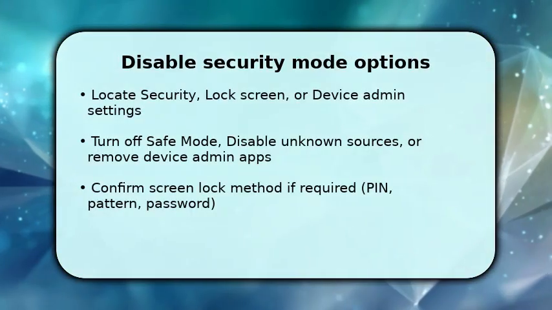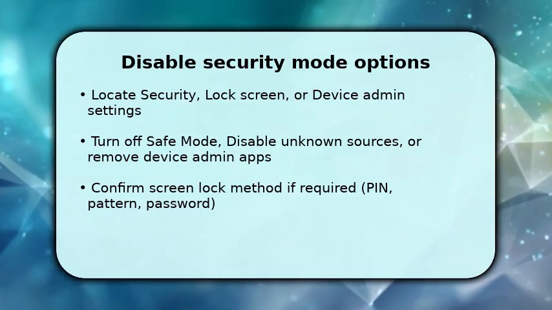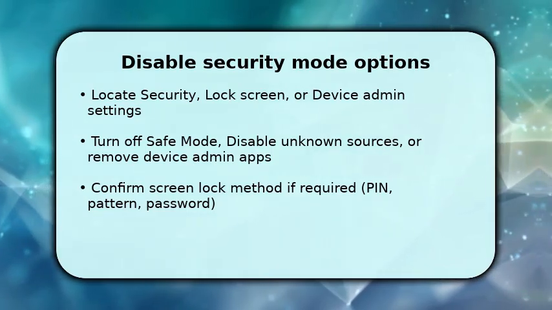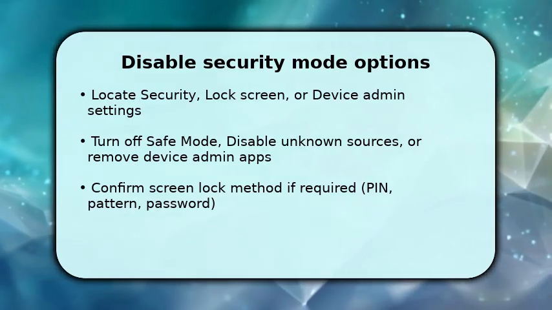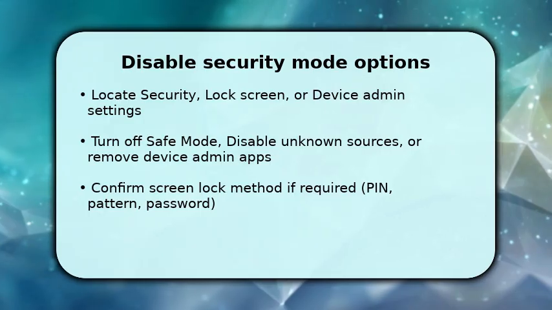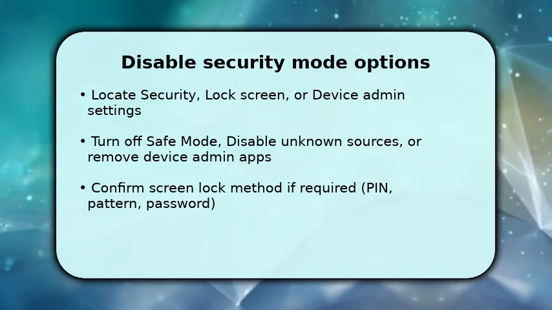Once you're in the security area, you'll remove the features that enforce security mode. Tap Device Admin Apps or Device Administrators and disable any admin that forces restricted mode. Next, check unknown sources or install unknown apps. If an app triggered lockdown, toggle off or revoke permissions.